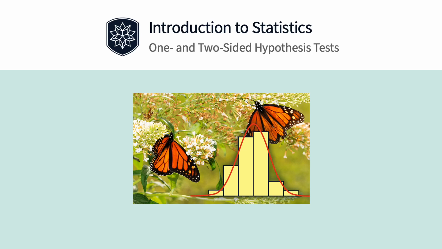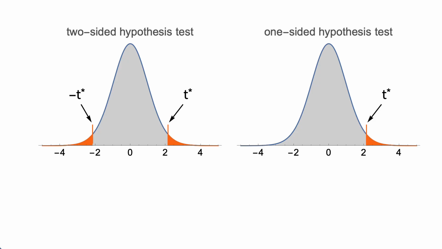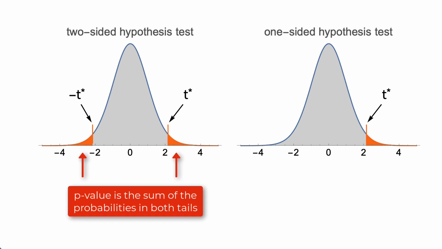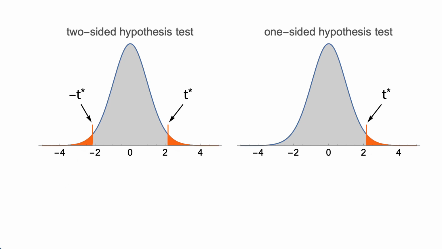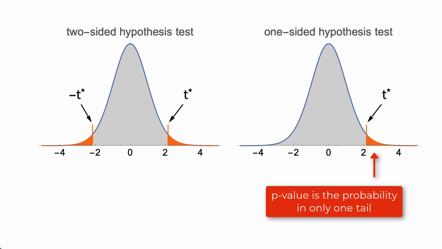The hypothesis tests considered so far have been two-sided or two-tailed tests, which means that the p-value is the sum of the probabilities in both tails of the sampling distribution. The two-sided p-value is the probability of the test statistic being as far or further from the null hypothesis in either direction than the test statistic of the sample. For a one-sided test, the p-value is the probability in only one of the tails.